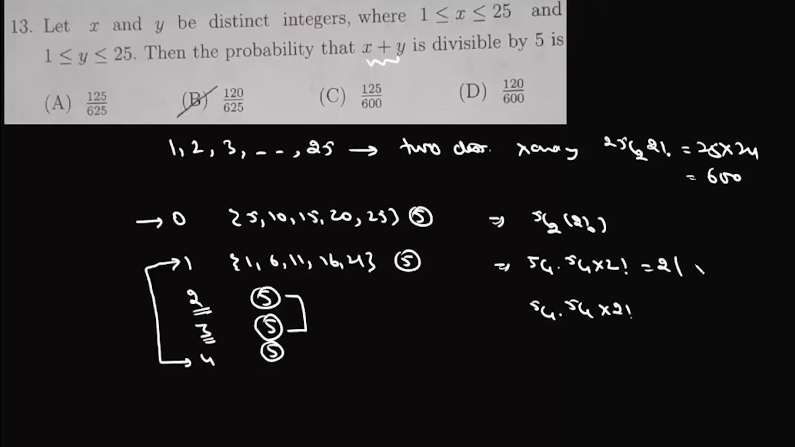Now it will be 2 into 5C2, which is 10, and this is 25 plus 25, so it will be 60. 60 into 2 is 120. So the required probability is 120 divided by 600, and that's your option D.